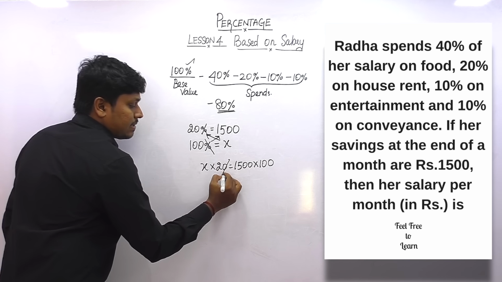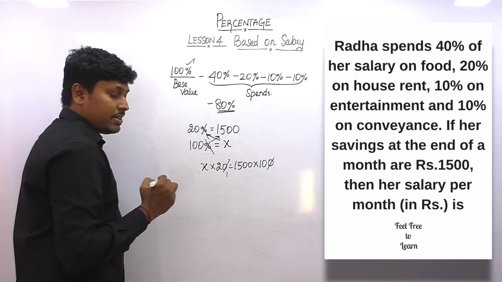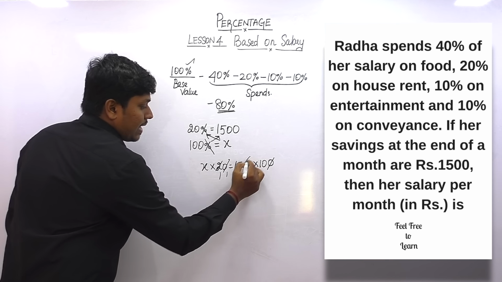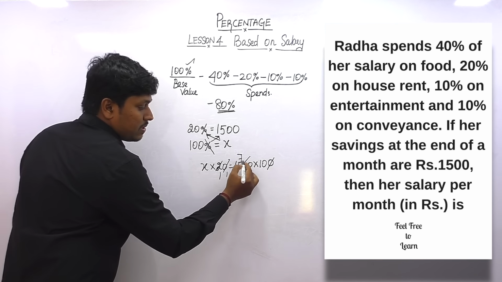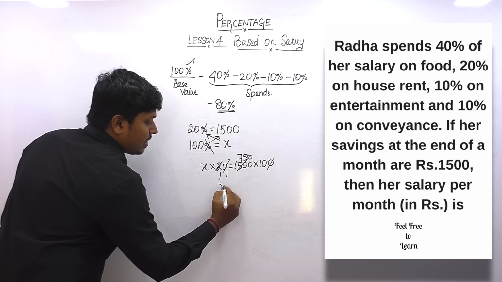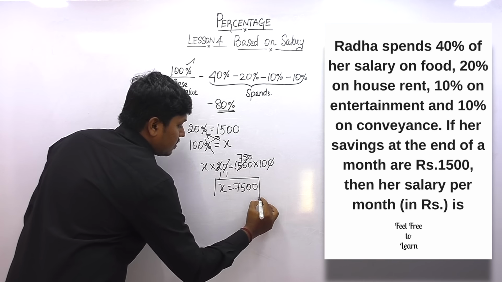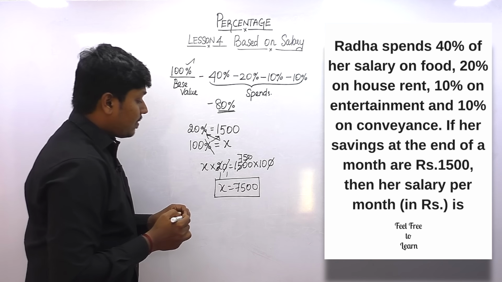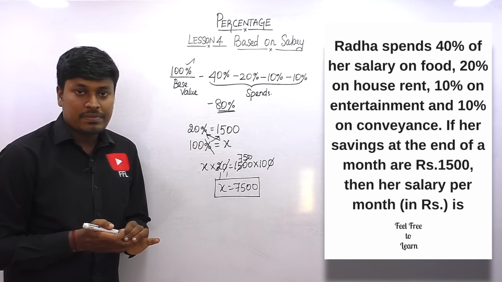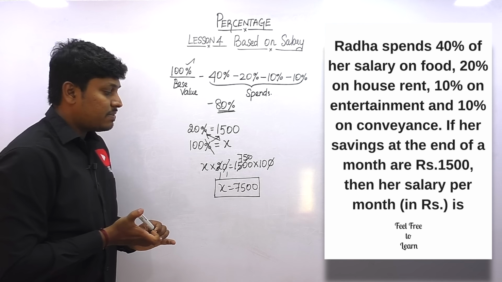Now you can cancel 1 zero, and again you can cancel 0 here. So 1 2s are 2, cancel this, 7 times 7 2s are 14, 750. So finally X is equal to 7500. So friends, finally we found the answer, that is, the salary of the person Radha is 7500.